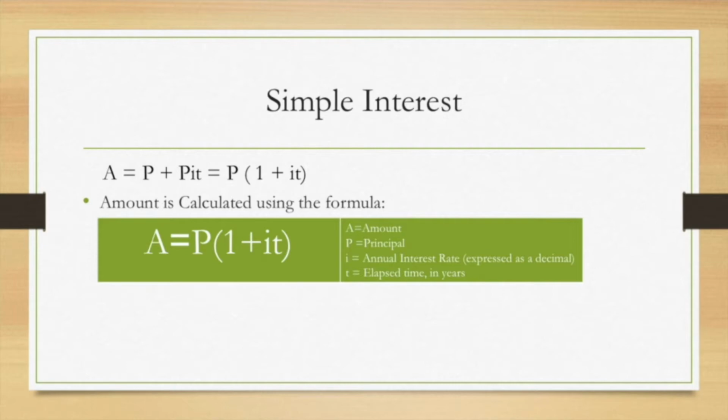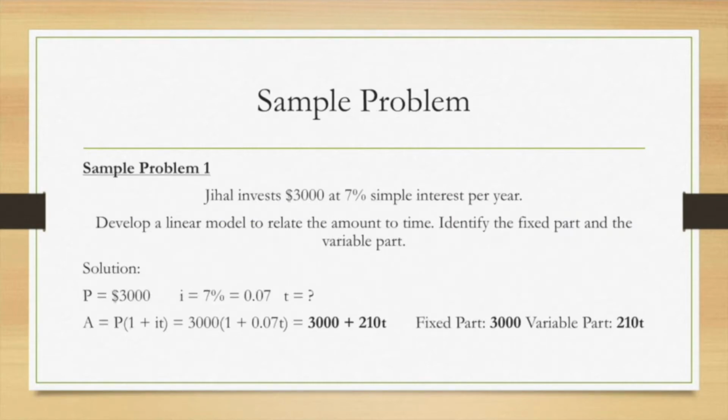Since the amount is defined as the principal plus the interest earned, we can say that A equals P plus PIT, which can then be simplified by factoring out P to P(1 + IT). Therefore, amount is calculated using the formula A equals P(1 + IT), where A equals amount, P equals principal, I equals the annual interest rate expressed as a decimal, and T equals the elapsed time in years. Let's do a sample problem.